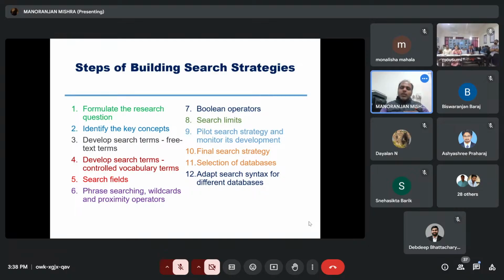So the Web of Science, Scopus, PubMed, the syntax are quite different, so that you have to again refine accordingly. So there are a number of demos or videos available on YouTube. You can go, you can do it yourself. It doesn't require much for doing all these things.